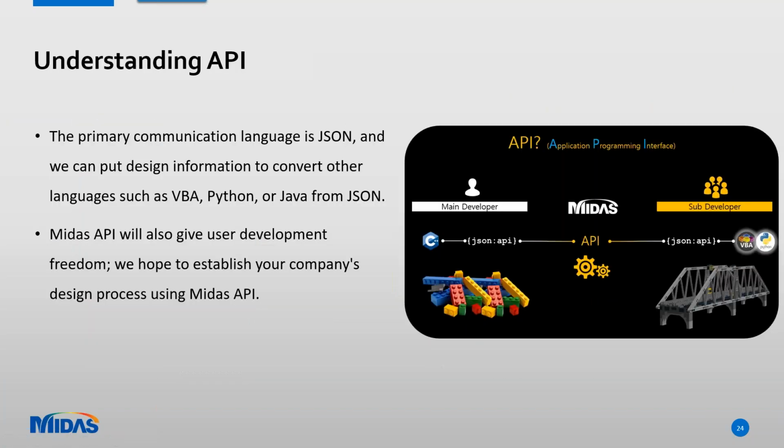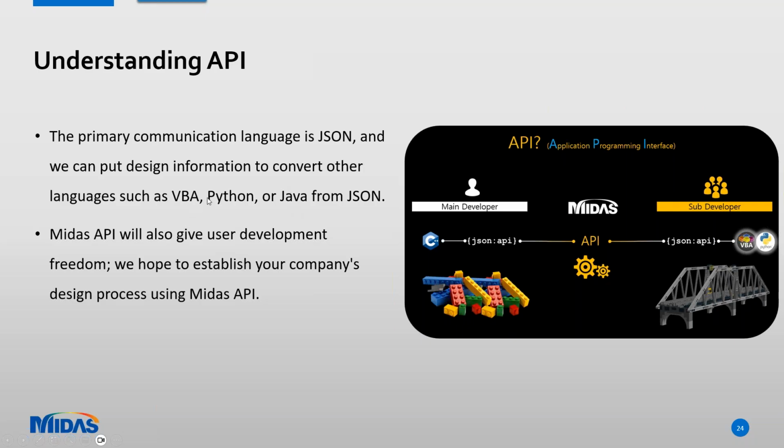Now we will discuss this particular API-based interface. Some may have heard of API for the first time. It's basically the application programming interface, so application in terms of any other local as well as the languages. The main primary communication language is JSON. Whenever we are linking with other software with MIDAS Civil Linux, the JSON format is required here. But again, we are giving you customized input parameters as well for those who are new to the software. So we can put the design information to convert into these languages, either VBA, Python, Java, and so on.